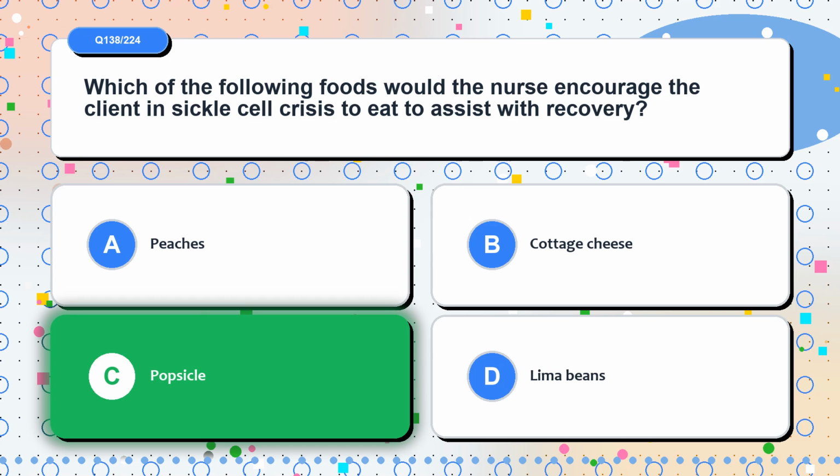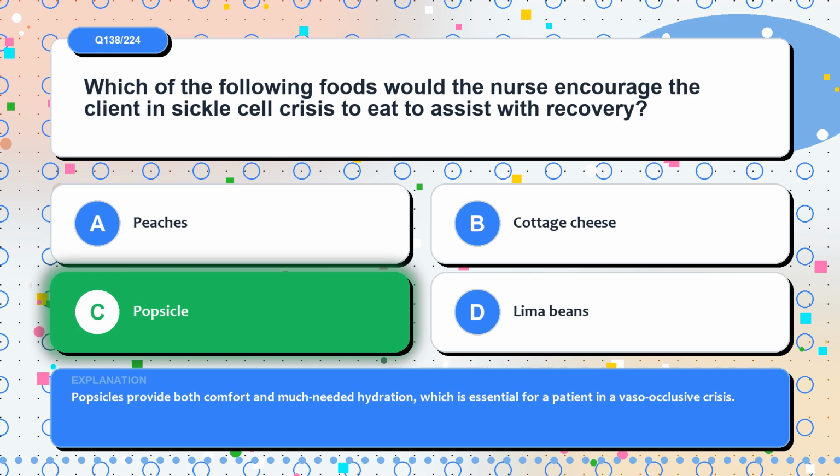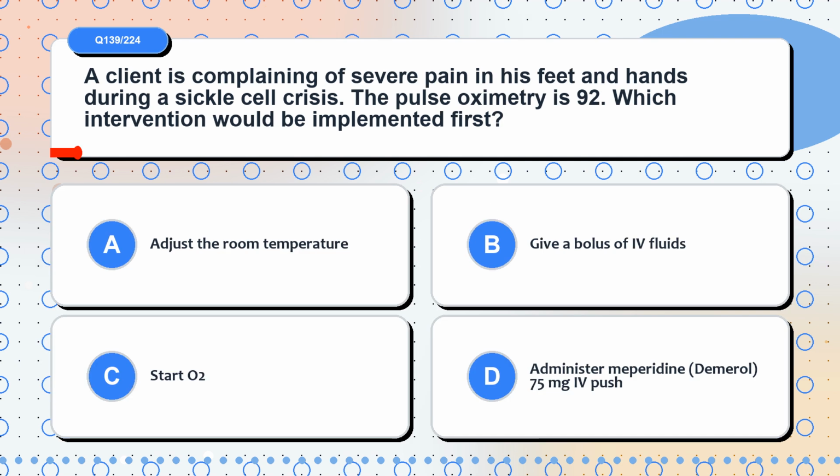The correct answer is option C, popsicle. Popsicles provide both comfort and much-needed hydration, which is essential for a patient in a vaso-occlusive crisis. Question 139. A client is complaining of severe pain in his feet and hands during a sickle cell crisis.